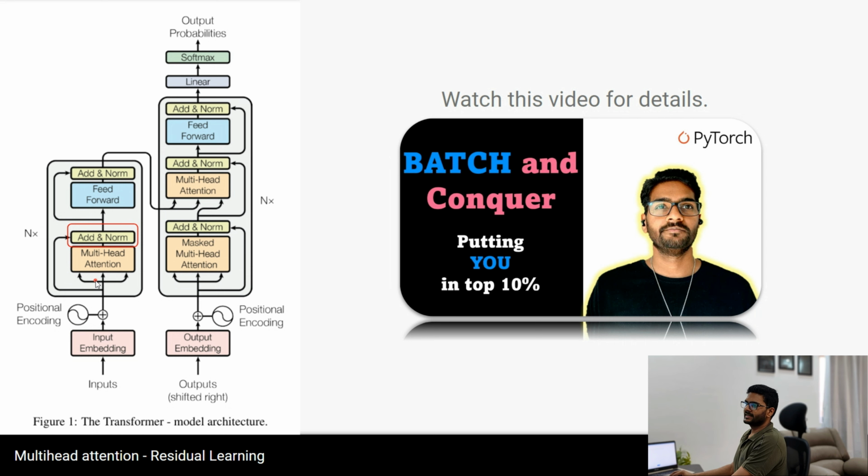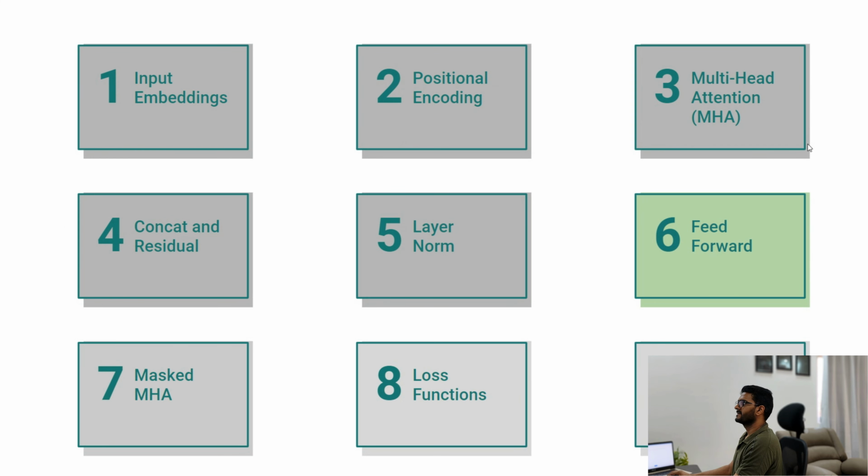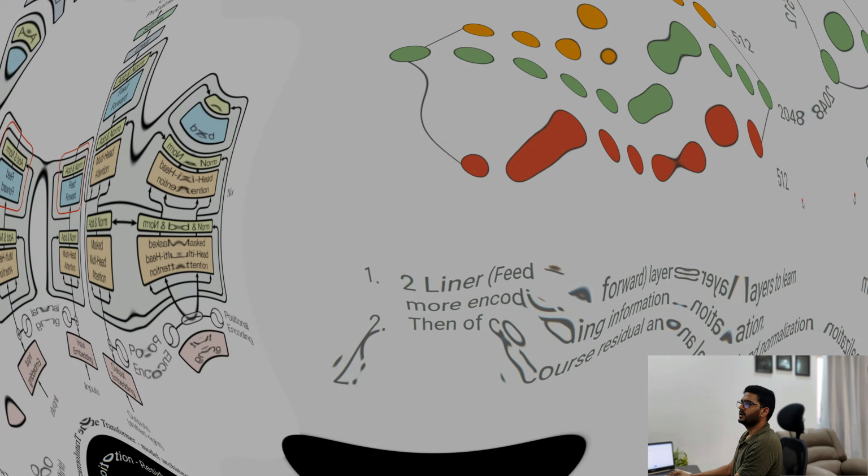So after multi-head attention and after all the residual learning, we will add everything and normalize things. If you don't know what normalization means, why is it used, please go and watch this video. These are the prerequisites to understand transformer architecture. Okay, excellent. So we have learned this, we have learned this, we have learned this. This is done, this is done. Now let's talk about the feed forward.